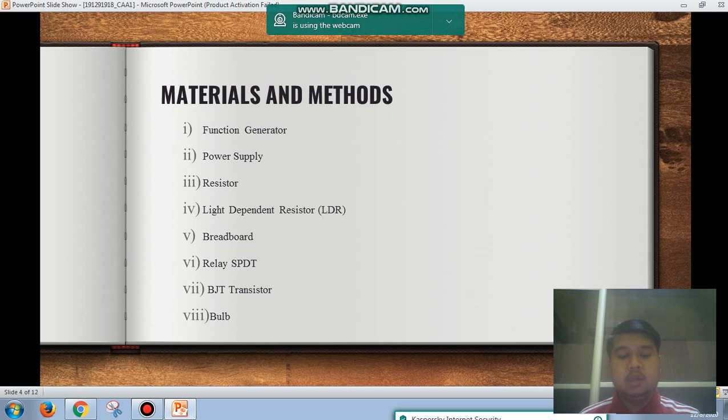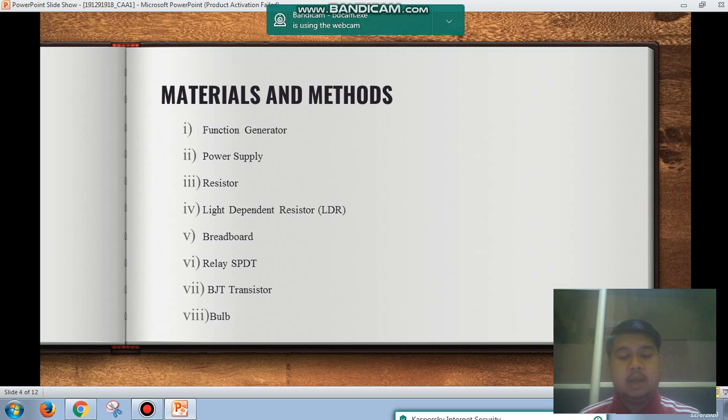Number 3. Resistor. A resistor is a passive two-terminal electrical component that implements electrical resistance as a circuit element. In electronic circuits, resistors are used to reduce current flow, adjust signal level, divide voltage, bias active elements, and terminate transmission lines, among other uses.